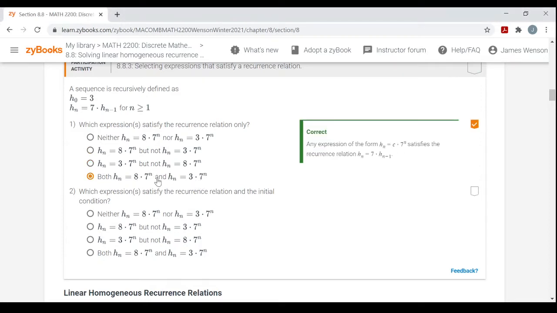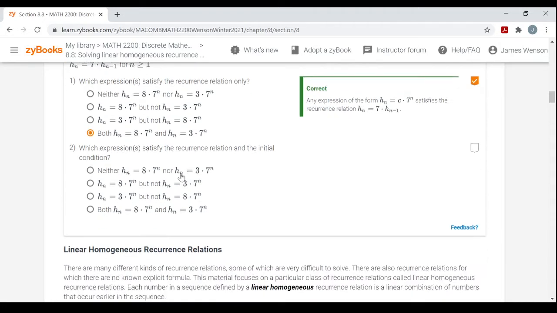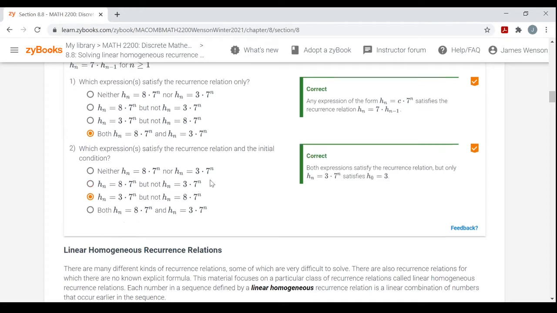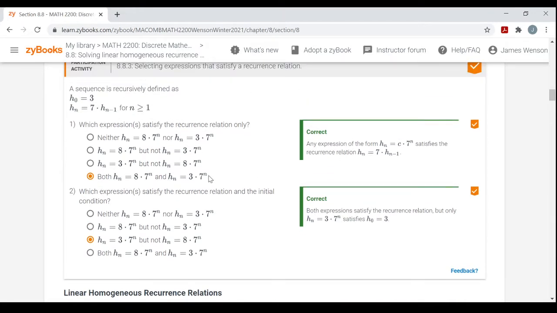but only one of them satisfies it and the initial condition. So which one satisfies the recursive rule but also has h sub 0 being 3? Well, not the first one, h sub n equals 8 times 7 to the nth. If you plug in 0, you're going to get 8, not 3. It's the other one: h sub n equals 3 times 7 to the nth. That one satisfies the recurrence relation and the initial condition, and that's what we're looking for. All right, hopefully that all made sense.